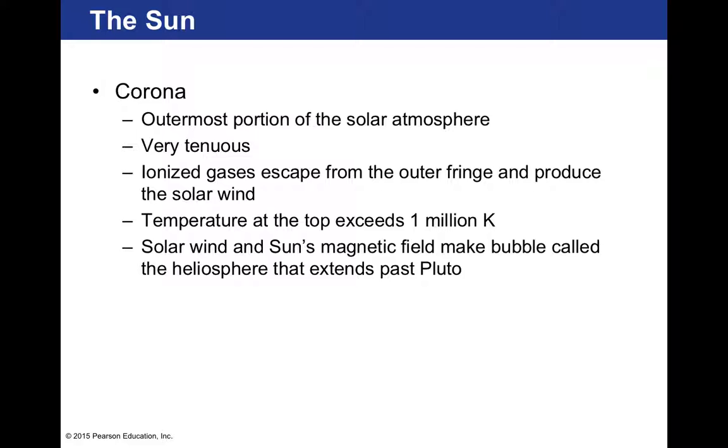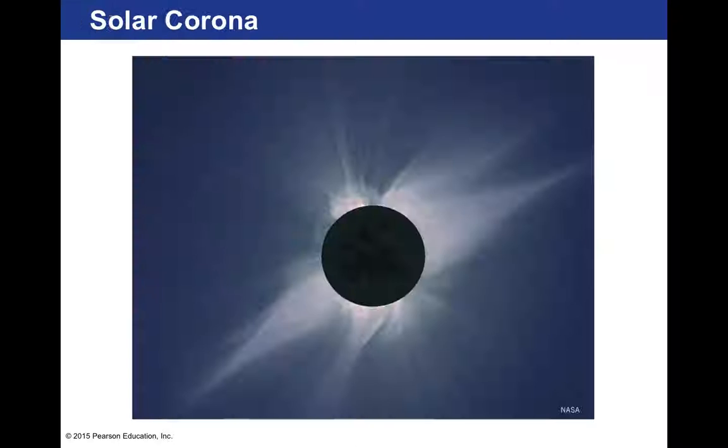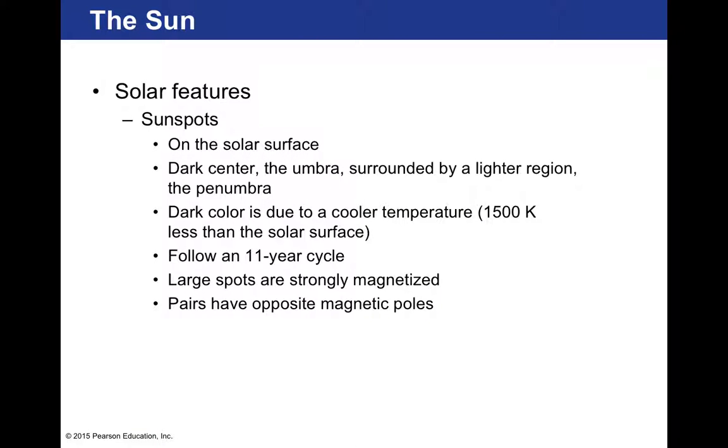Then we have the corona. That's the outermost portion of the solar atmosphere. It's very tenuous, which means we can't exactly tell how large it is. Ionized gases in this region escape the outer fringes and produce what's called the solar wind, and temperatures at the top can exceed 1 million Kelvin. So the solar wind and the sun's magnetic field make bubbles called the heliosphere that extend past Pluto. All right, so the solar wind and its magnetic field extend all the way through our solar system, even past the dwarf planet Pluto. And this is just a picture of the solar corona, so it's very large, so it doesn't have a fixed thickness.